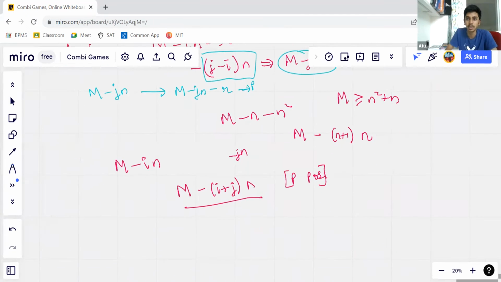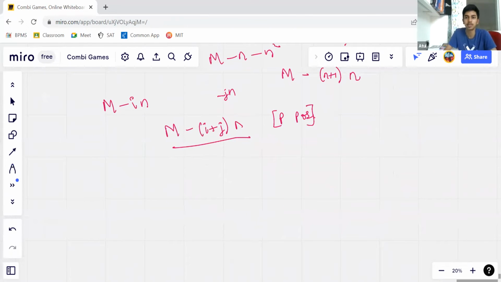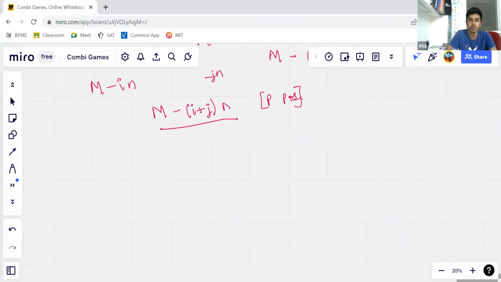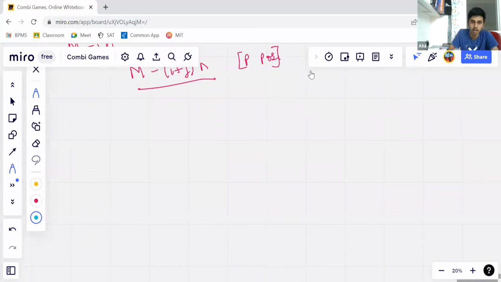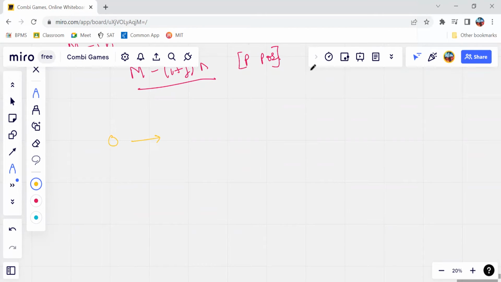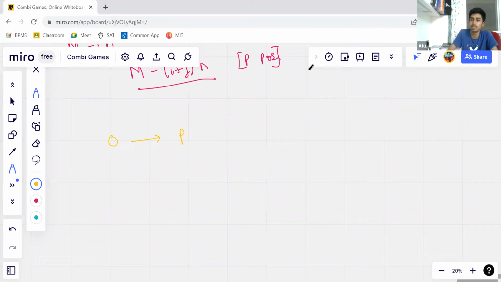Also, let's just do the nice, normal, standard approach too, because this is not obvious at all. Let's just do the classic P and N positions. So 0 is what position? 0 is a P position, because the player who just played has won. Make sure it actually works. Yes, I think it does work.